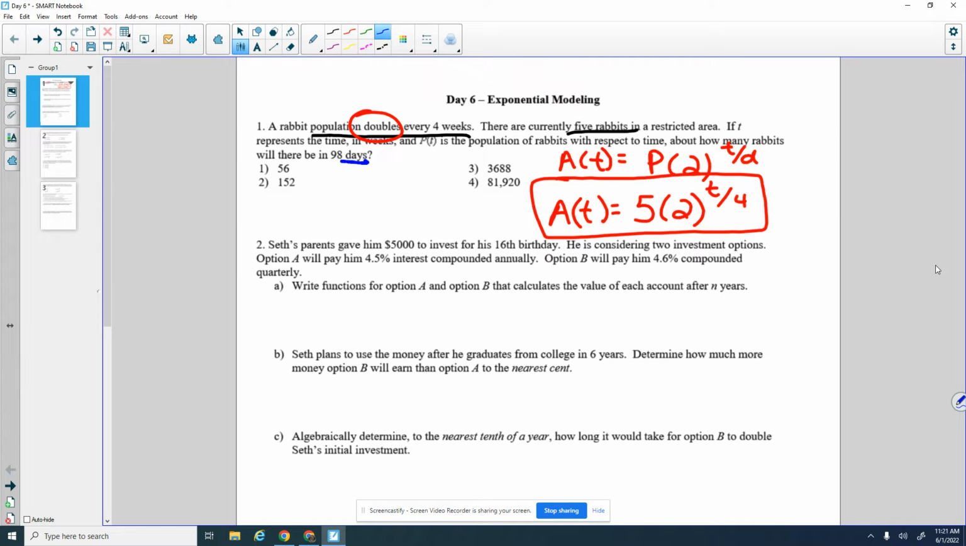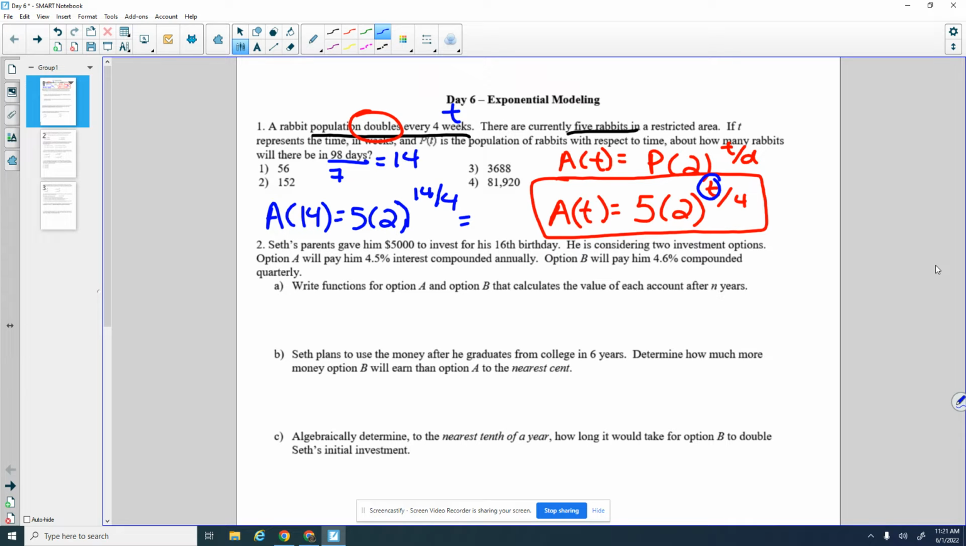So we want to know how many rabbits there will be in 98 days. Now T is measured in weeks from my function. So I need to do 98 divided by 7 to find out how many weeks that is, which is 14. So we're going to find P of 14, which is 5 times 2 to the 14 over 4. Because we are plugging in 14 for T, so we have 14 over 4. So we're just plugging that 14 in to clarify.